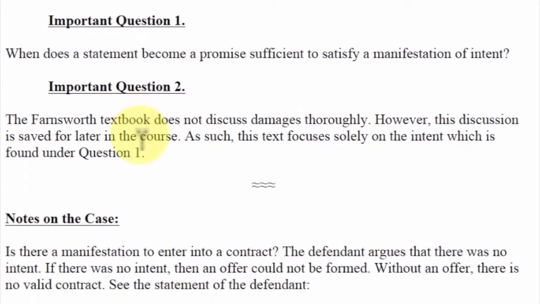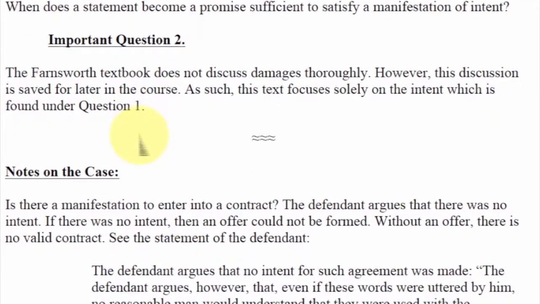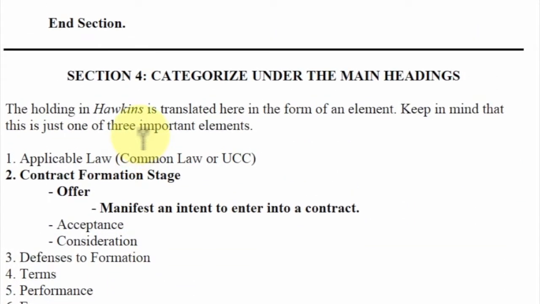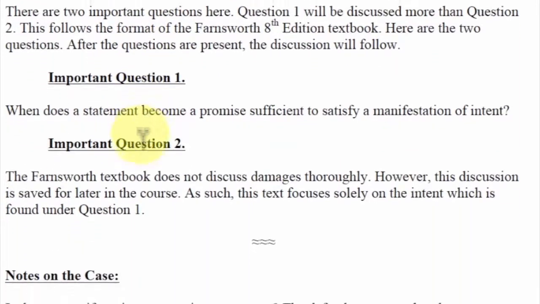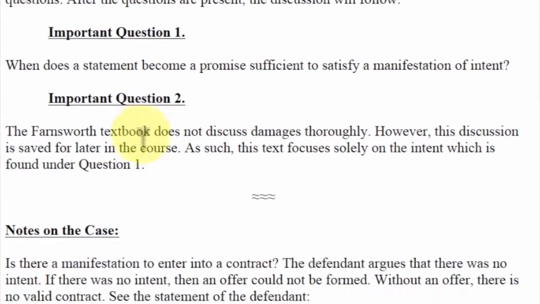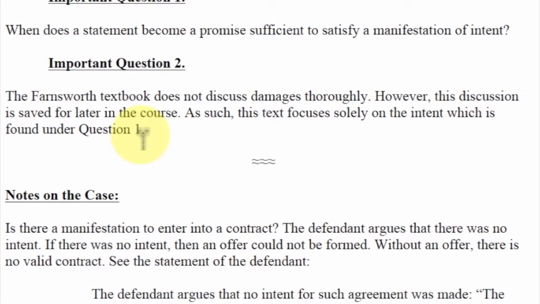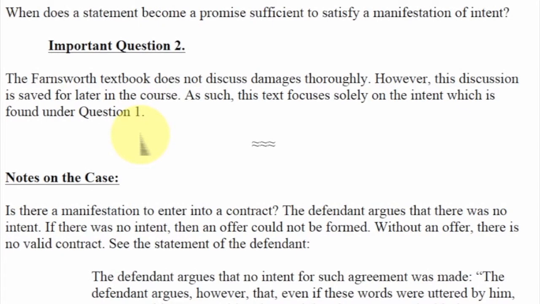Another important question: this case deals with damages. Now, Farnsworth says, hey, look, we're going to discuss damages later, because that actually comes under another topic, remedies. Farnsworth is saying we'll touch on that later, and it will be very important. But for the purpose of this particular segment, we're just going to go with the Farnsworth Edition. And we're also going to discuss remedies and damages in another version of this.